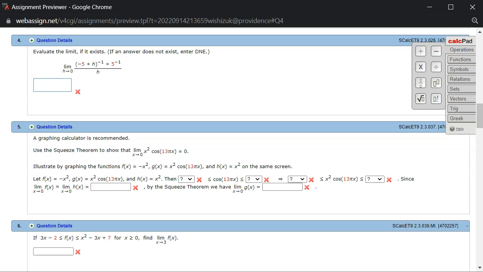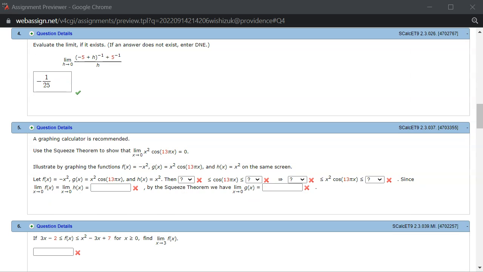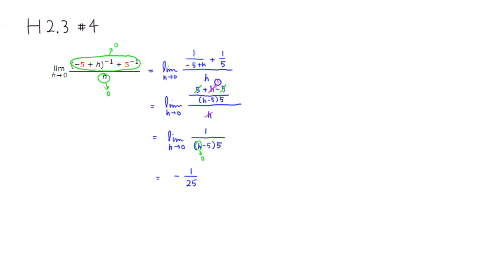So let's type it in. We get negative 1 over 25. Let's check the answer. It came back, and it looks like we got this one correctly. That's it. I hope that this was clear.